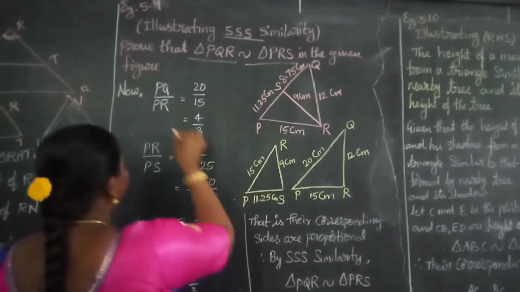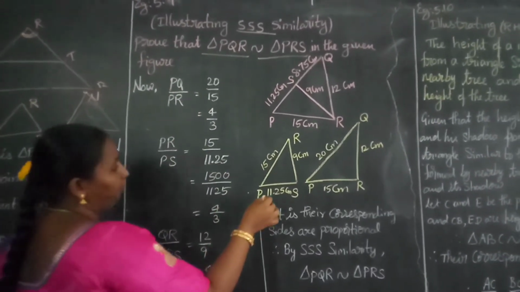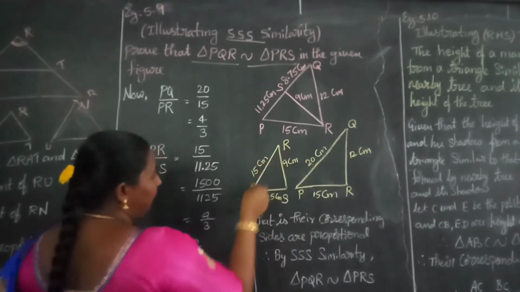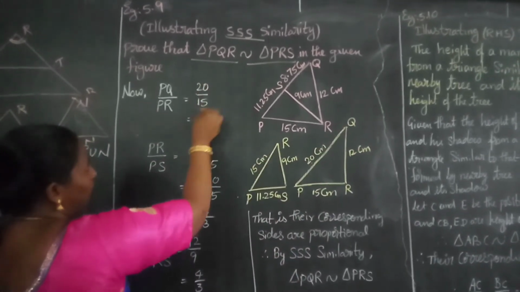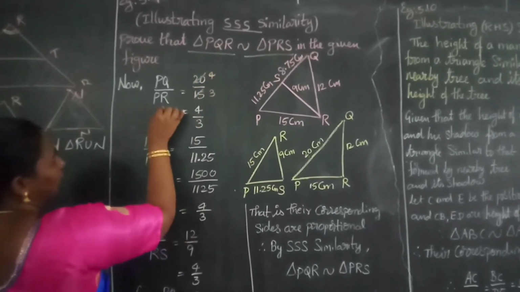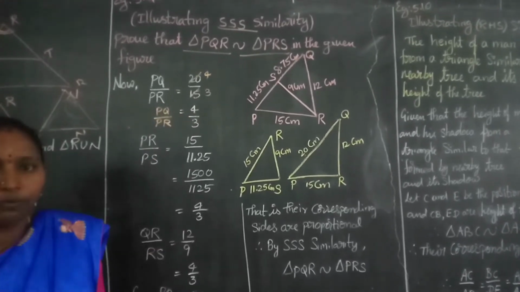Okay. So see, first one, consider PQ by PR. So what is the length of PQ? PQ is 20. PR is 15. So 20 by 15. Cancel this. 5 4s are 20, 5 3s are 15. You will get 4 by 3. So PQ divided by PR you got as 4 by 3.